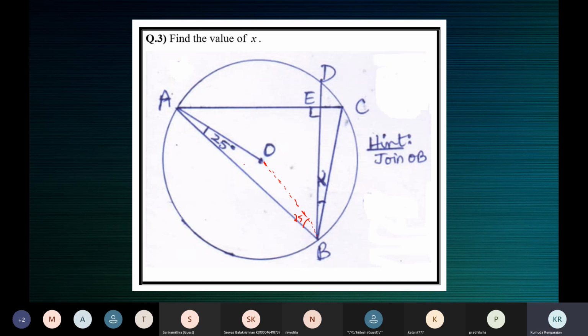Isosceles triangle property. So by angle sum property, this one is 130 degrees. The same arc makes this angle on the remaining part of the circle, so it will be half of it, 65 degrees. 65 plus X is equal to 90. That way we find the value of X.